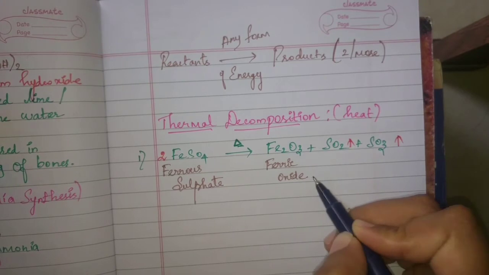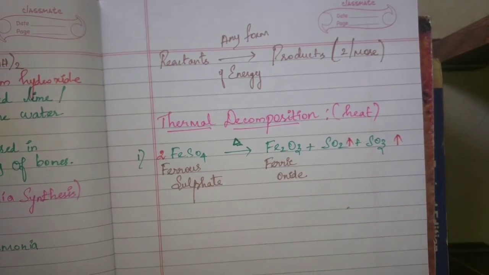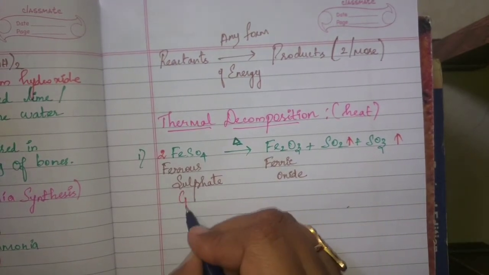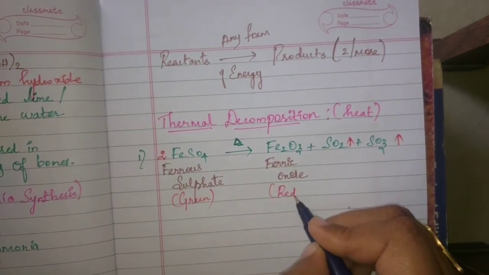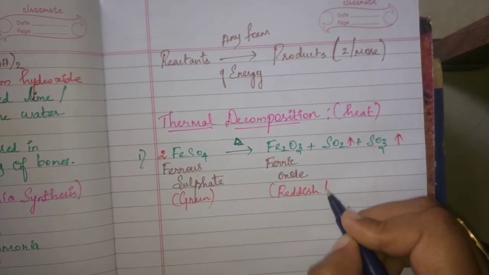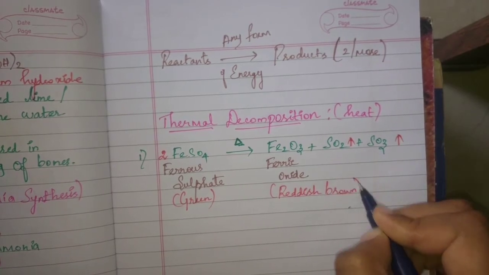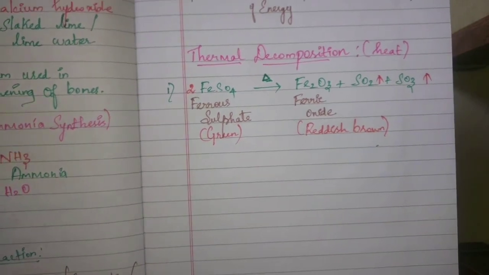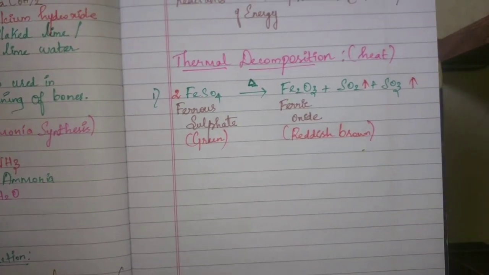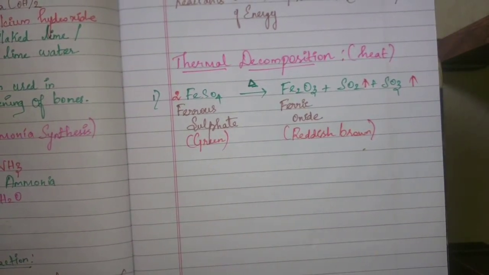So practice this, students, it will be very useful for you. And the color of the substance: ferrous sulfate is green in color. This one is reddish brown. These colors are used in word equations, students. They are given as hints in word equations. So this is an example of thermal decomposition.